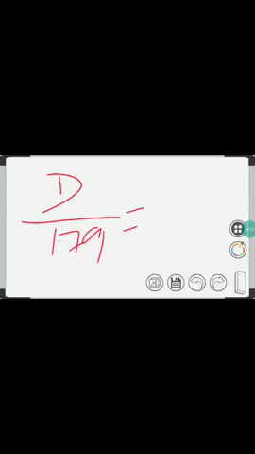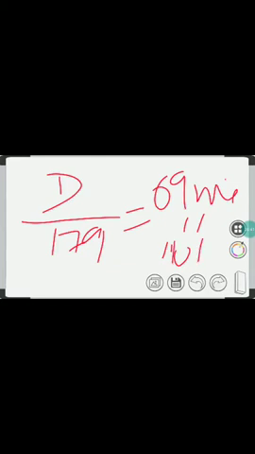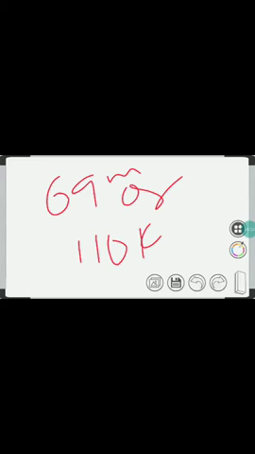If you divide by this, you will exactly get the distance between one latitude and the next, and that distance is approximately 69 miles, and this is also equal to 110 kilometers. So exactly 69 miles or 110 kilometers is the distance between one latitude and the next.